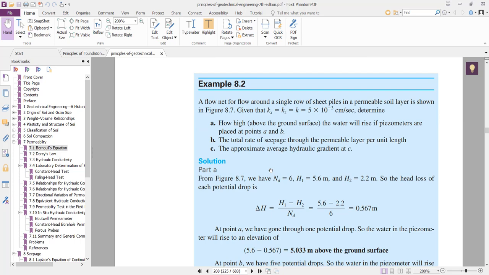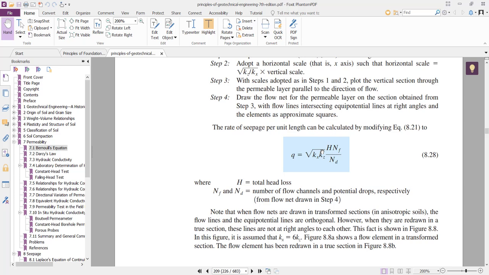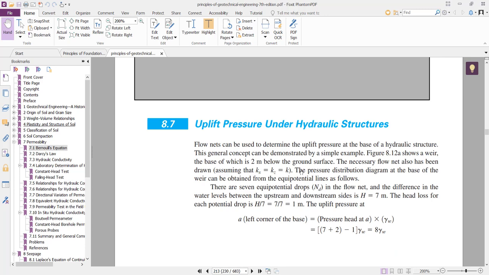If the soil is anisotropic, that means there will be a difference in the Q. So the coefficient is the same part here. It doesn't change because it depends on the drawing of the flow net. But regarding the coefficient of permeability here, it's the square root of Kx Kz. The mathematical solution is pretty hard, so we are not going to talk about it.